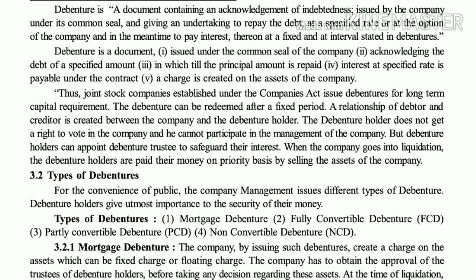So this is the meaning we have clarified today. In our next session, we'll see other types of debentures and how the company issues them.